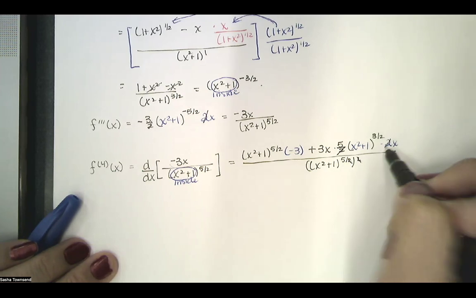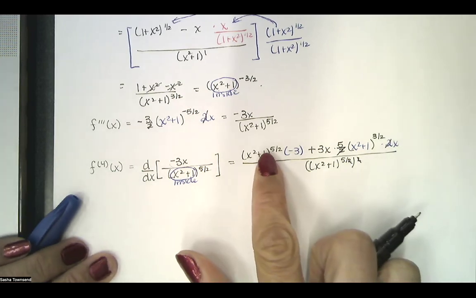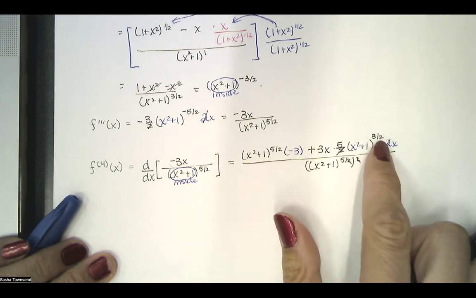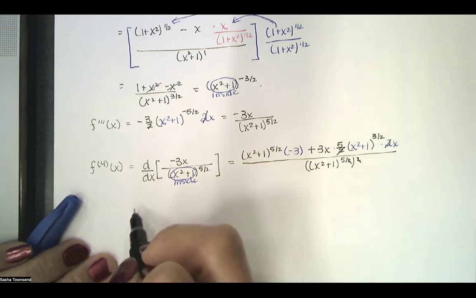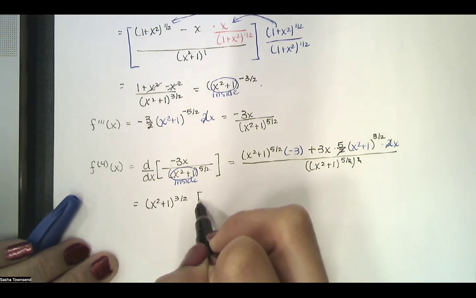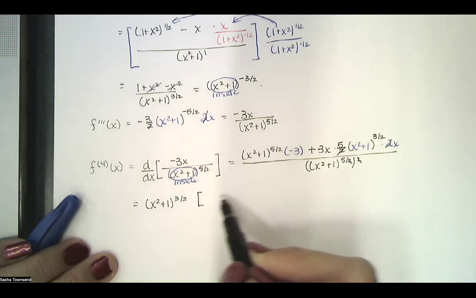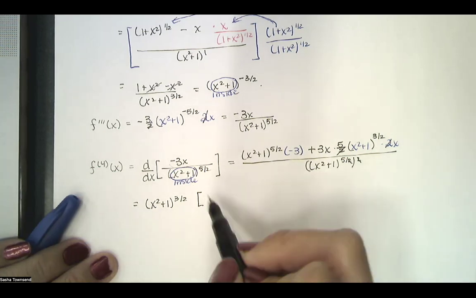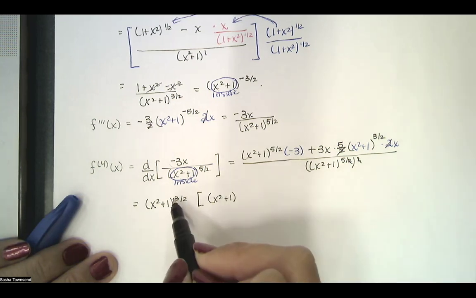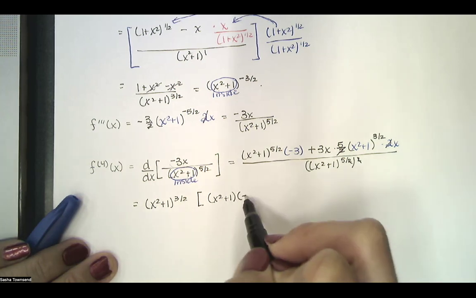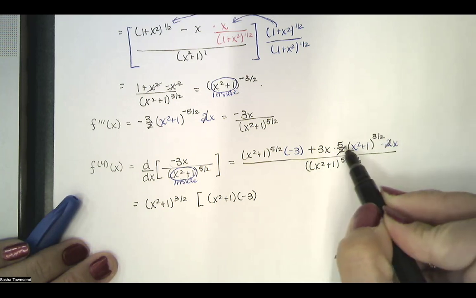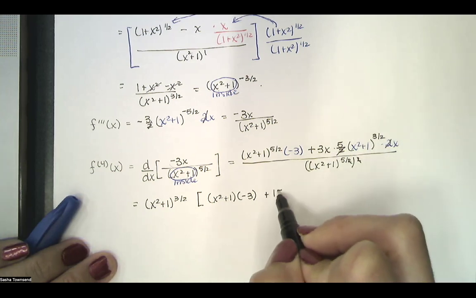The 2's reduce there. And we notice that we've got an x squared plus 1 to the 5/2 here and an x squared plus 1 to the 3/2 there. We can factor out an x squared plus 1 to the 3/2. And then we say x squared plus 1 to the 3/2 times what will give us this? Well, I need another x squared plus 1 to the first, because 3/2 plus 1 would give us that 5/2, times the negative 3. And then we've factored that out. And we're left with a 3x times a 5x. So that's 15x squared.